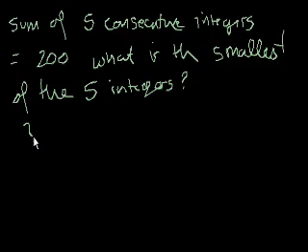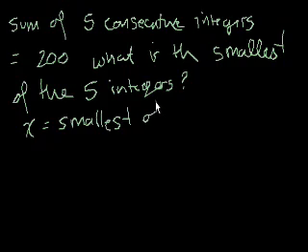So let's say that x is the smallest of the integers, right? So x is actually what we're going to want to figure out. Well, if x is the smallest, what are the other 4 going to be? We have a total of 5. Well, they're consecutive. Consecutive just means that they follow each other, like 5, 6, 7, 8, 9, 10. All of those are consecutive integers, right? And if you remember, integers are just whole numbers, so it can't be a fraction or a decimal.